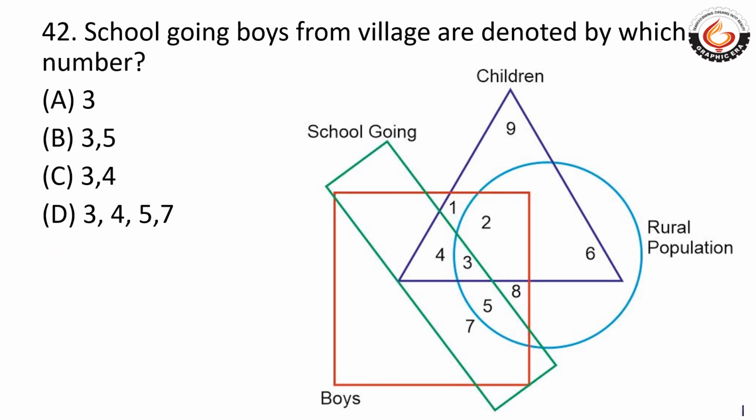School going boys from village are denoted by which numbers? School going boys. First of all, we'll tick the school going ones: 4, 3, 5 and 7. And I guess these are all boys also because this complete part is in a square box. So 3, 4, 5, 7. Option D will be correct.